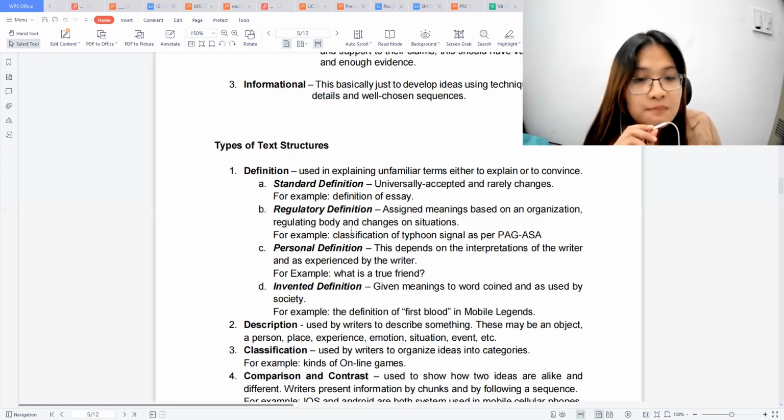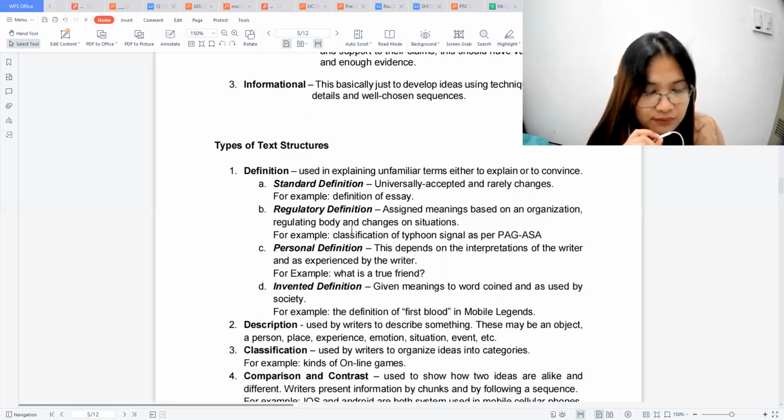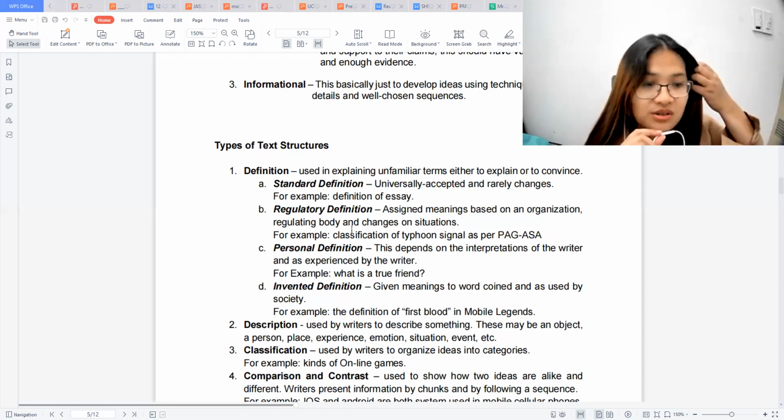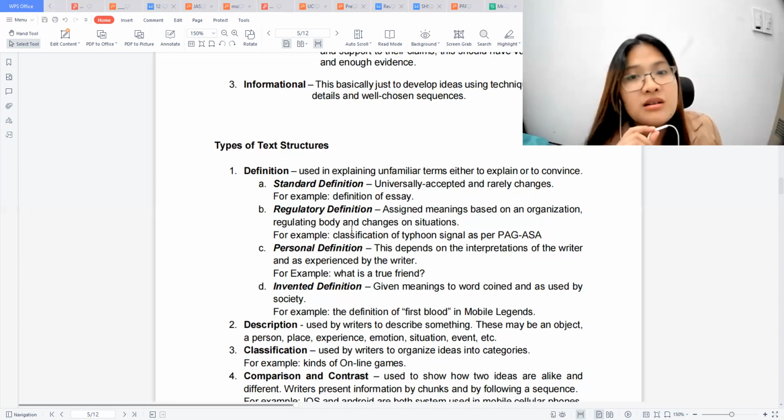This depends on the interpretation of the writer and as expressed by the writer. So, halimbawa, what's the meaning of life? What is a true friend? What is love? So yan, depende yan sa personal na definition ng writer and even ng nagbabasa.